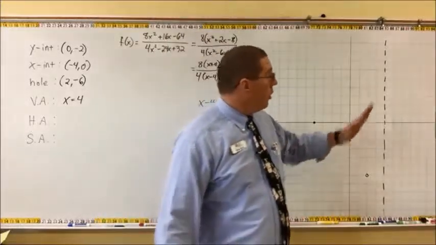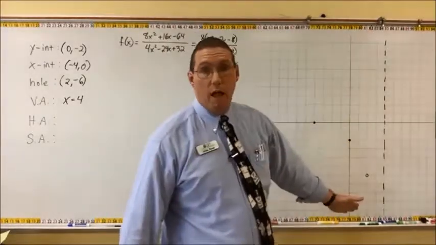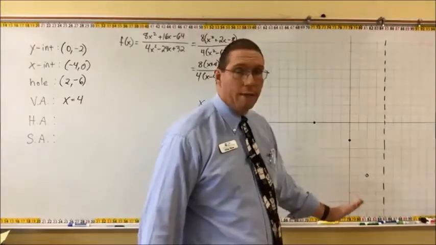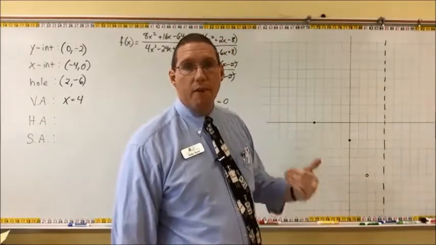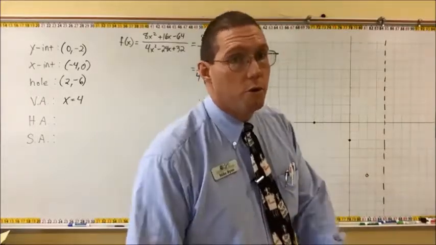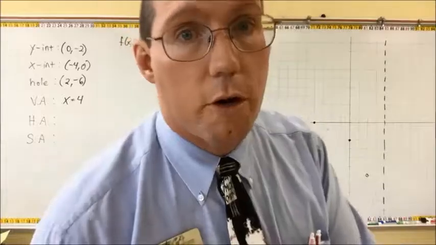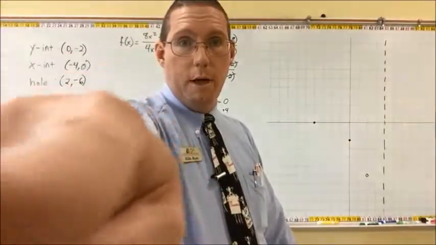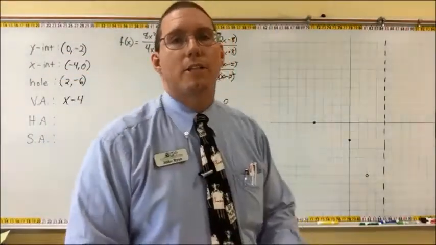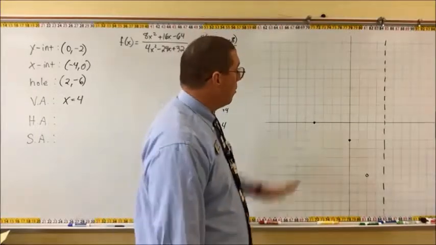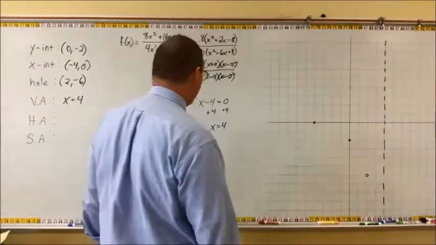Now, none of the points on that vertical line are a part of the graph. The reason we put that vertical line there is to indicate that the graph that we are drawing is getting closer and closer and closer without actually touching the line x equals 4, okay? So we draw a vertical dashed line at x equals 4.